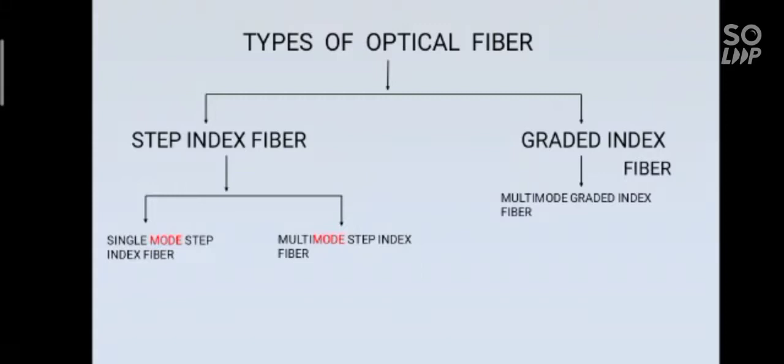Now step index, so here we have an optical fiber. The upper layer we can say is a cladding, and the refractive index of cladding we always mention as mu2. The innermost part is the core, and its refractive index is mu1. Again, the second part is the cladding of refractive index mu2.